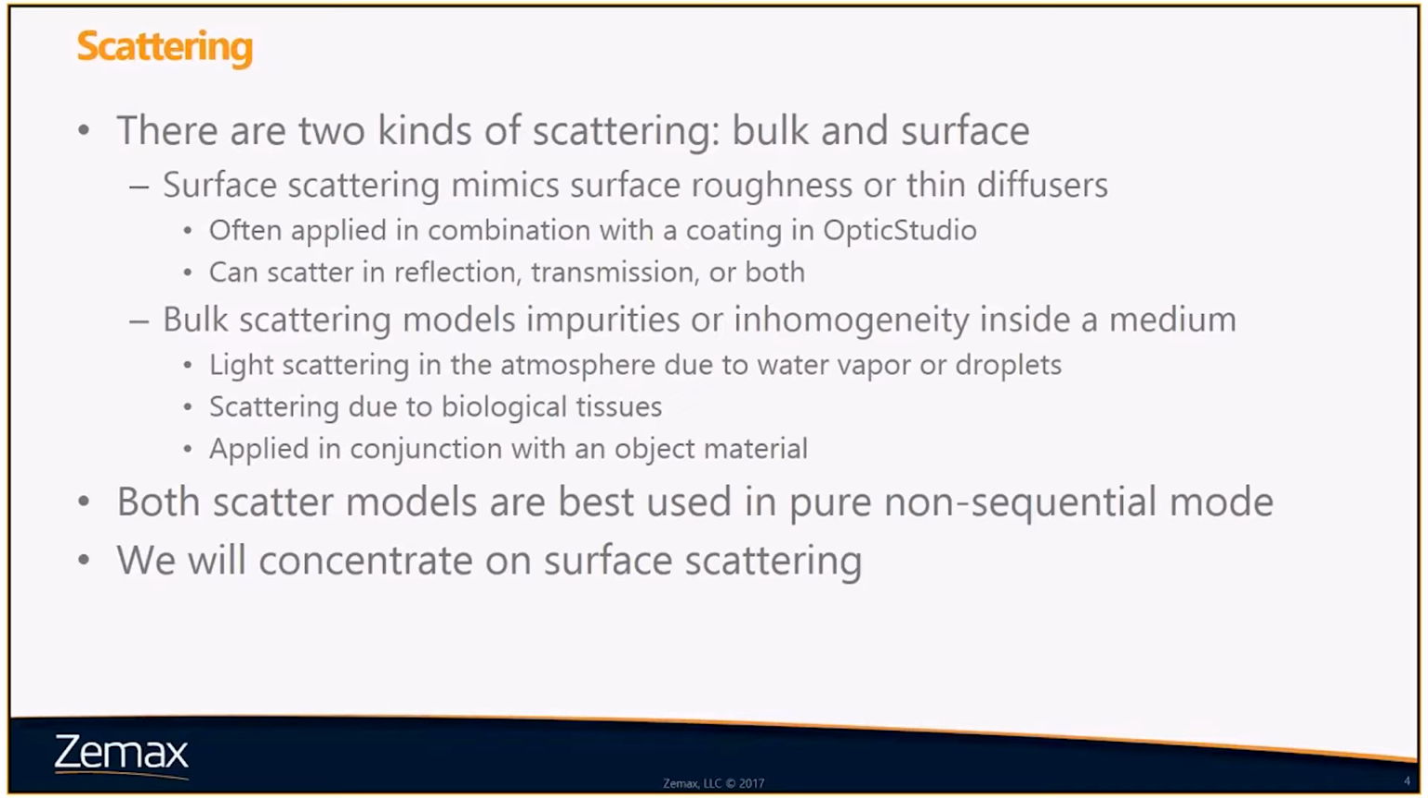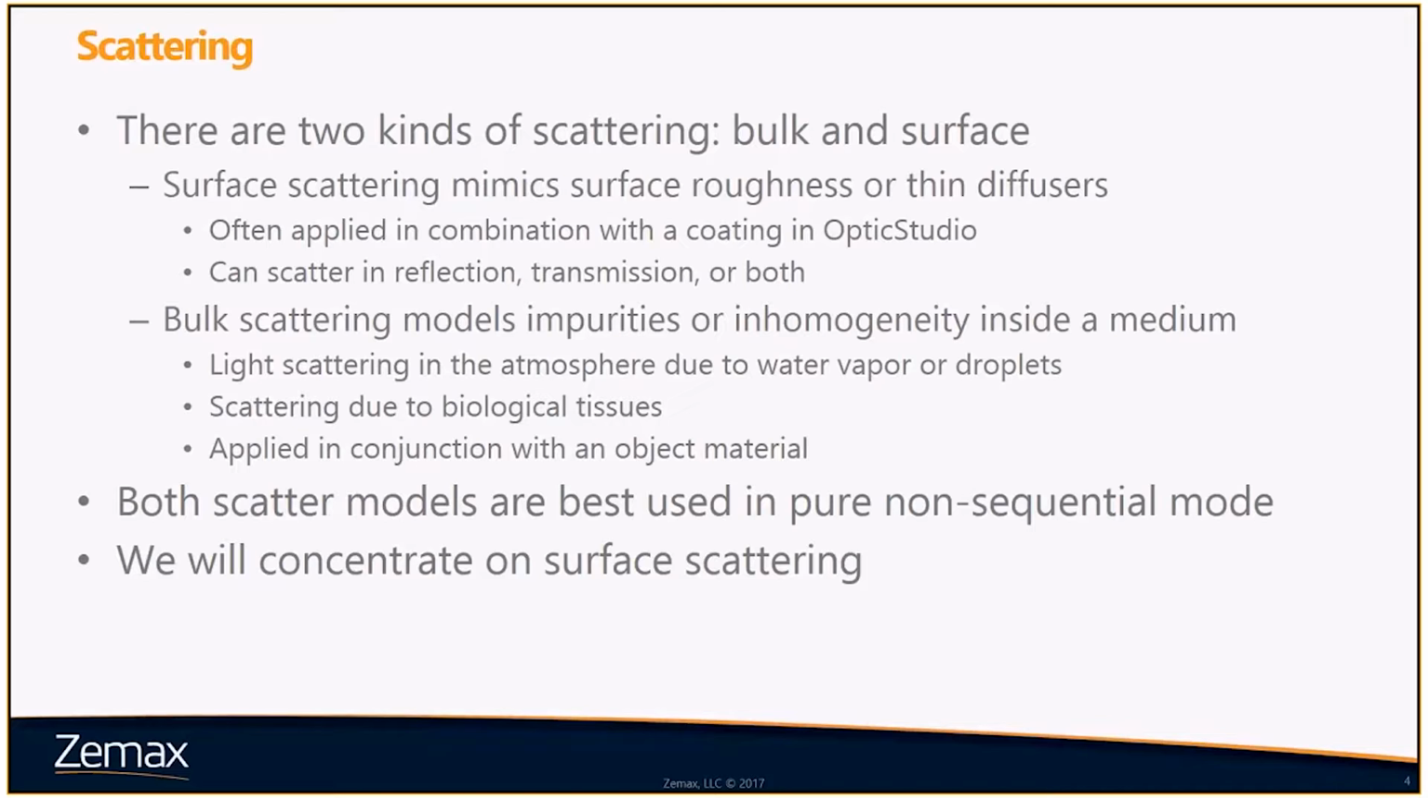Bulk scattering, on the other hand, helps us to model impurities or inhomogeneity inside a medium. Some examples of this would be light scattering in the atmosphere due to water vapor or droplets. There's also scattering in biological tissues that can be modeled with a bulk scatter. So essentially how rays are deviated as they propagate through a medium.